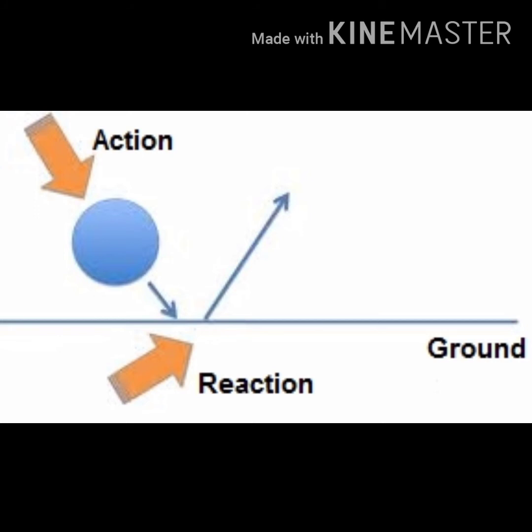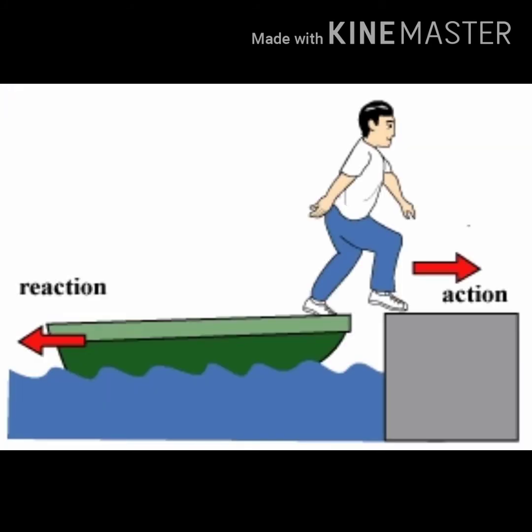As you can see in the picture I have posted here, a ball is hit to the ground. That is the action given to the ground. And what is the reaction by the ground? It bounces the ball back up in the upward direction. So action by the ball and reaction by the ground.